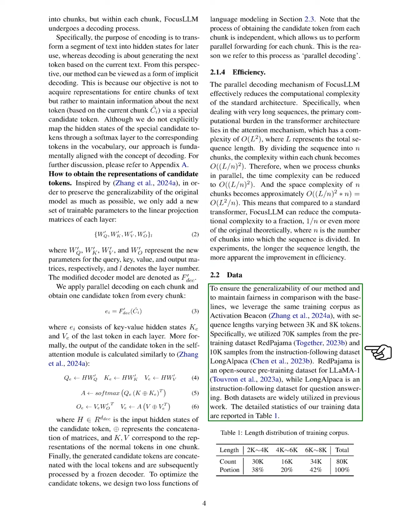To ensure our method is generalizable and fair in comparisons, we used the same training data as Activation Beacon, with sequences ranging from 3,000 to 8,000 tokens. We utilized 70,000 samples from the Red Pajama dataset and 10,000 from Long Alpaca. Red Pajama is an open-source dataset for Llama 1, while Long Alpaca is designed for instruction following tasks. We provide detailed statistics of our training data in a table.